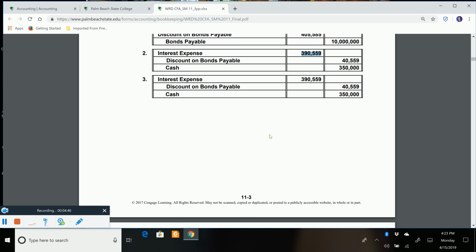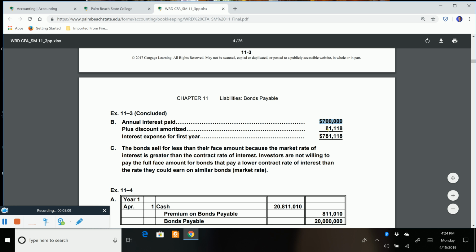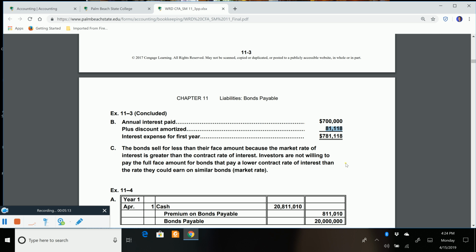Part B basically says, determine the amount of the bond interest expense for the year. Well, it's the $390,559 times 2, for a total of $781,118. What is that? It's the actual cash payments made to the bondholders plus 2 times 2 interest payment dates worth of amortization of the discount.